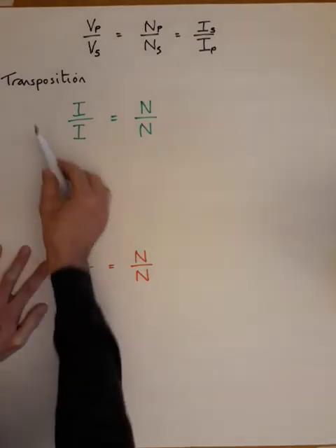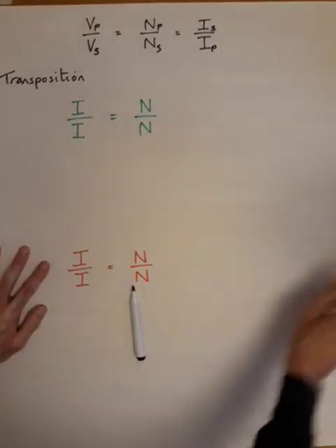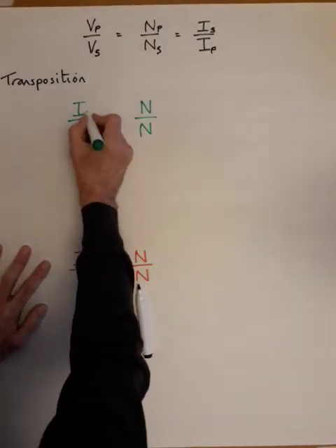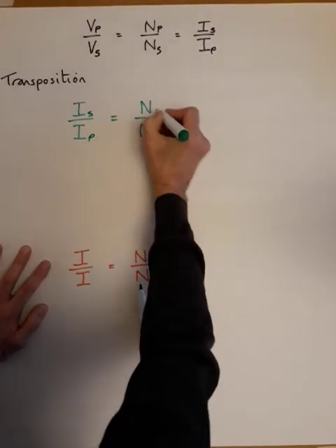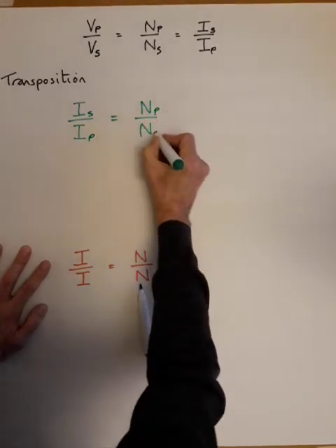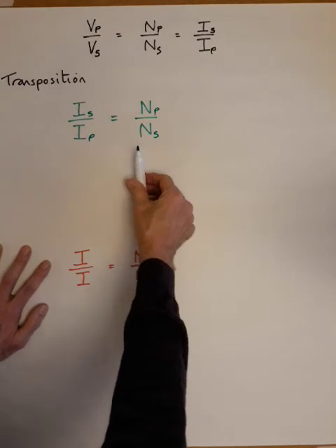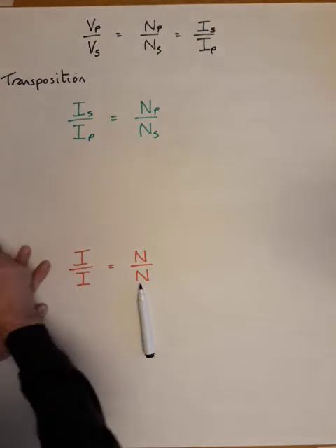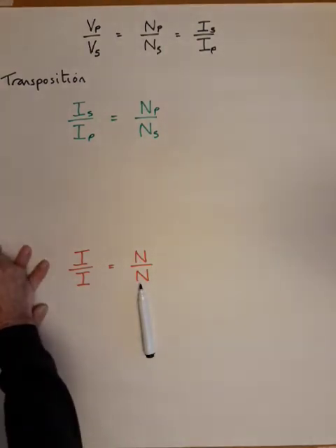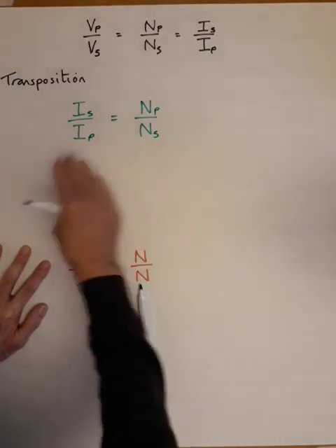So let's have a look at some reminders on transposition. So if I had Is over Ip and Np over Ns. Let's assume we had a question which was involving currents and turns. So this is the formula you may write down. You may want to write Np over Ns equals Is over Ip. The order isn't critical.